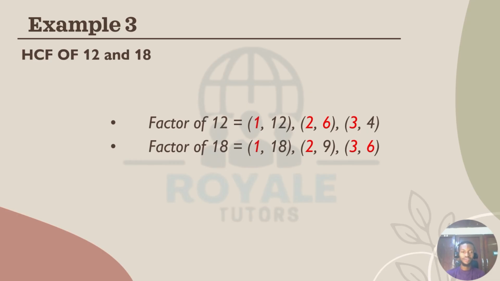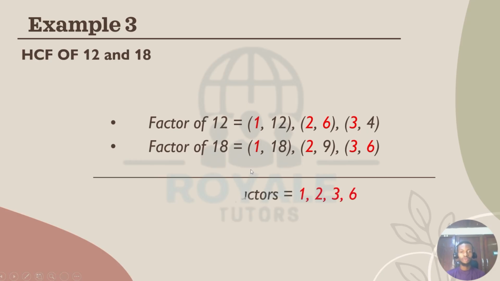Now let's identify the factors that are common to the two of them. You can see them in red. 1 is common, 2 is common, 6 and 3. So let's list the common factors out. So our common factors are 1, 2, 3, and 6.